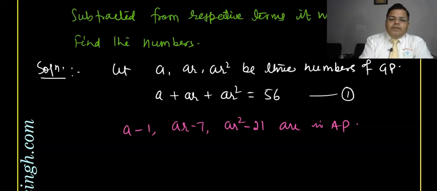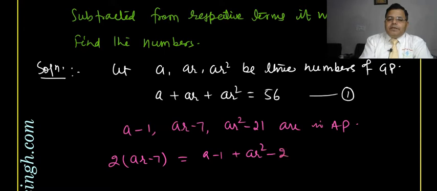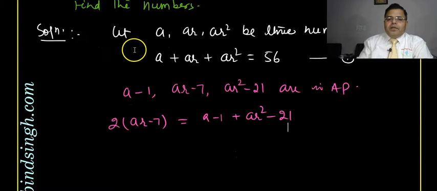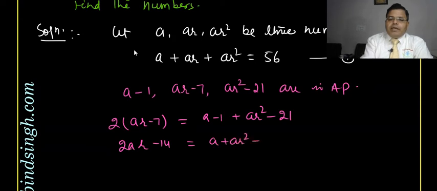So what will happen? If they are in AP, then twice of the middle term AR minus 7 is equal to first plus third, isn't it? In AP, this is the characteristic. So we can write here that 2AR minus 14 is equal to A plus AR square minus 22. And here we can write A plus AR square is 56 minus AR minus 22. And this is 2AR minus 14.